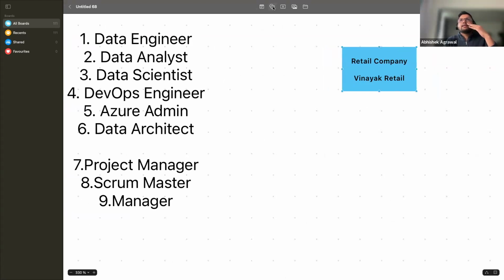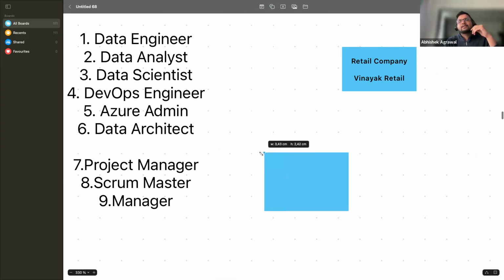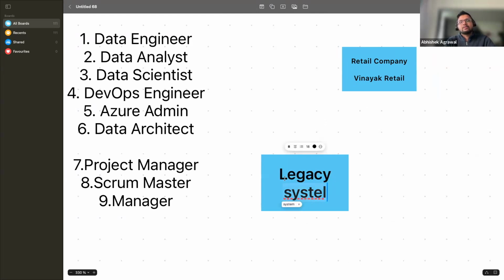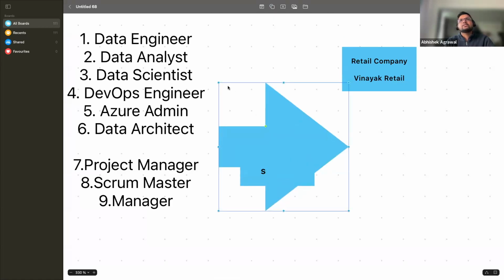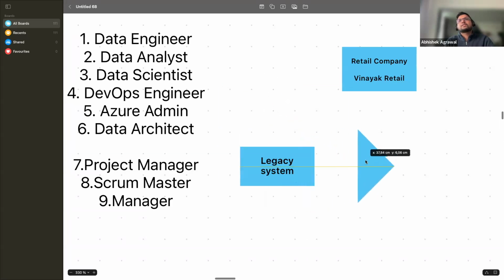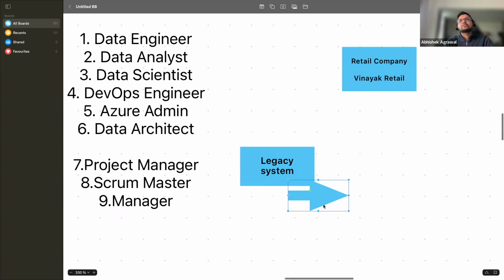And this retail company is basically storing their data in a legacy system. So suppose this Vinayak Retail company is storing the data in a legacy retail system. So what are those legacy systems? For the people who don't know what a legacy system is, a legacy system can be a traditional old system. A legacy system is nothing but an old system, a traditional storage system.